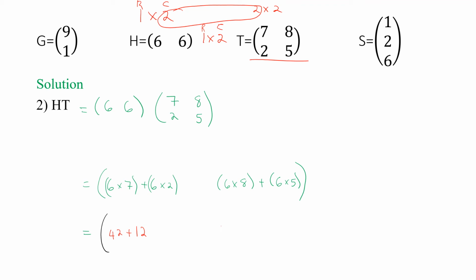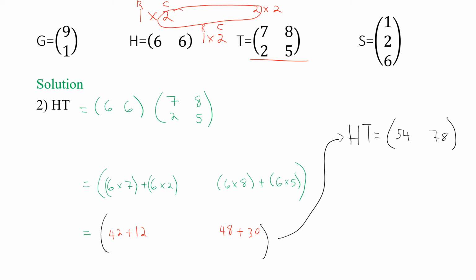And over here now, we will end up with 48 plus 30. Good? So our final answer, let me put that in black there. So matrix HT is actually equal to 48 plus 12, 42 plus 12, that's supposed to give what? 54. And 48 plus 30, that's supposed to be 78, if my math serves me well.